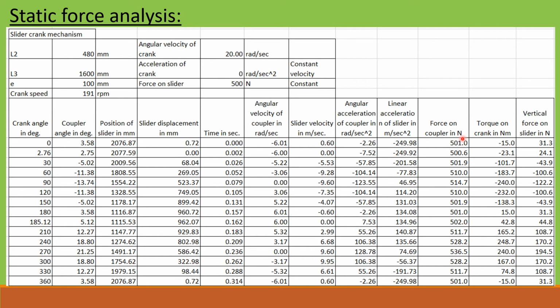So from the previously derived equations we can calculate torque, force on the coupler, that is Fc, and vertical force Fn. So for any given angle the forces and the torque are given like this. In the next slides let us discuss the graph.